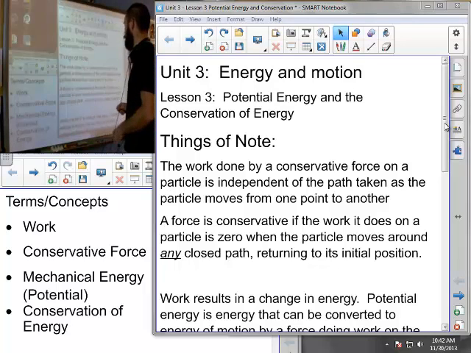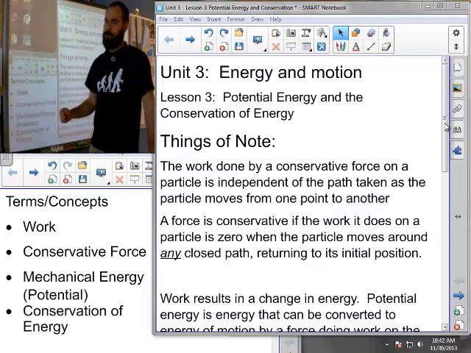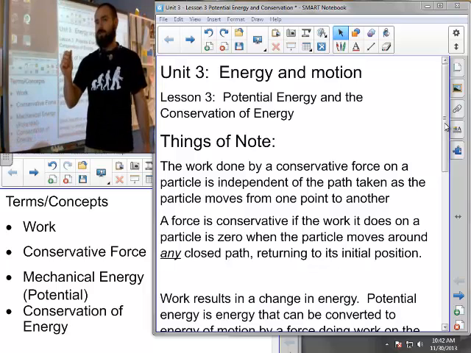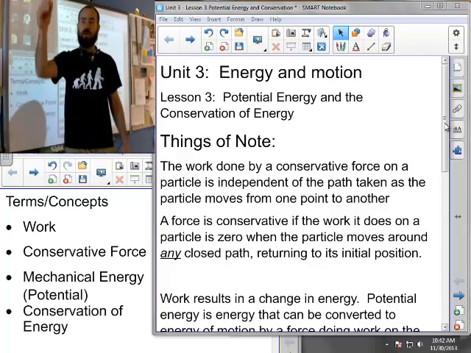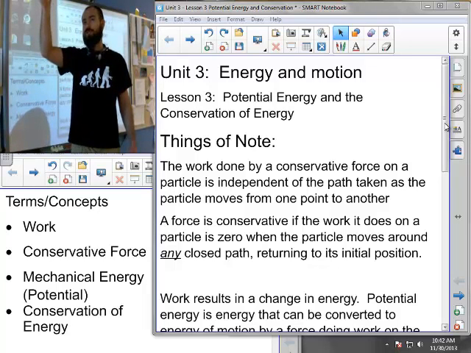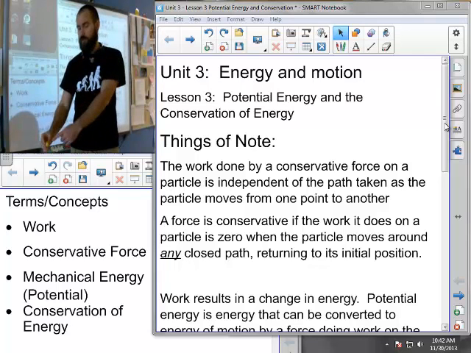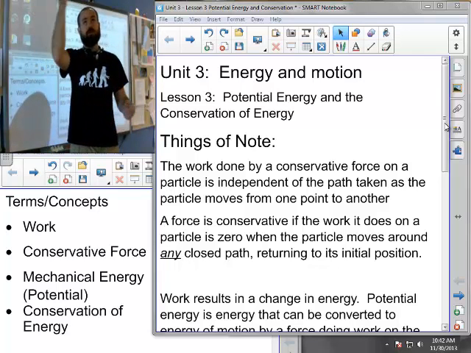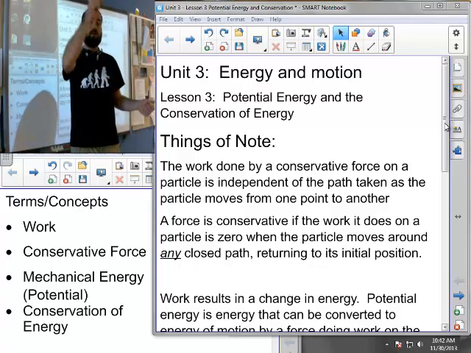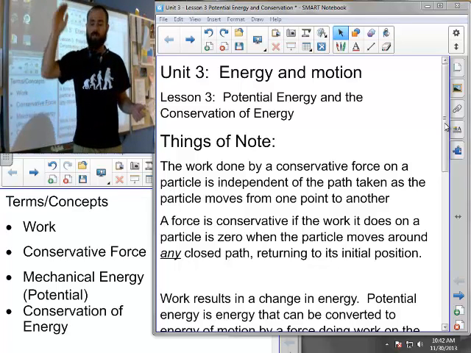So, the work done by a conservative force on a particle is independent of the path which it takes when it moves from one point to another, and back again, obviously. If we consider a ball, if I was to simply drop the ball, the work done by gravity doesn't really change if I was to drop the ball, going from here to here, or if I was to toss it to the side, allowing it to fly in an arc. It would still have the work done by gravity from here to here.